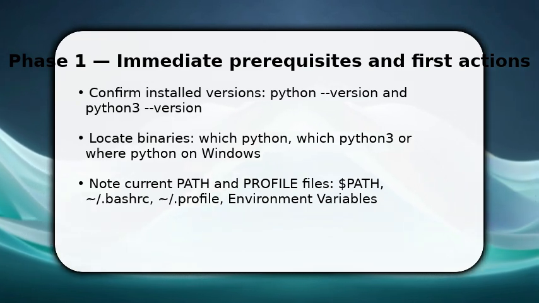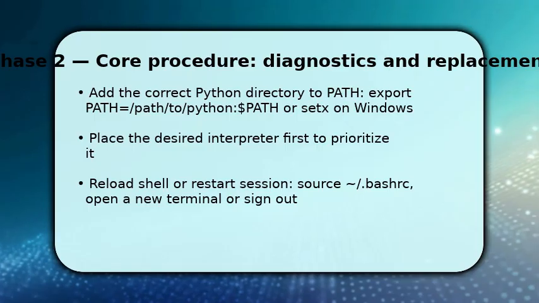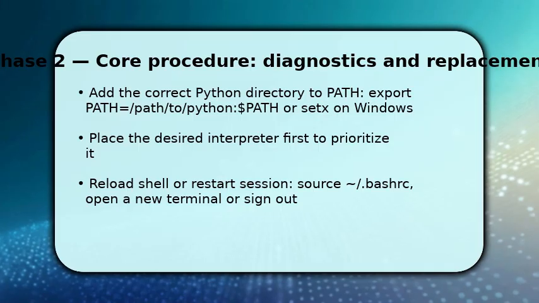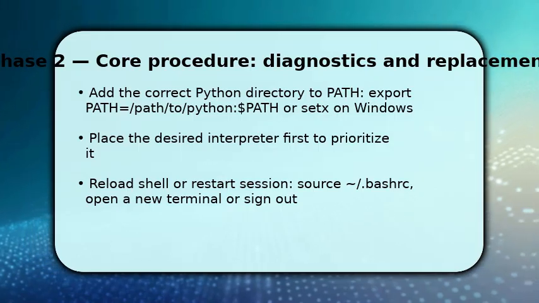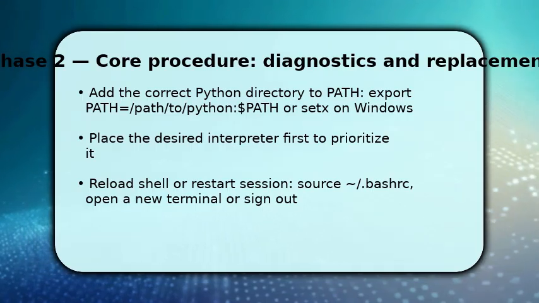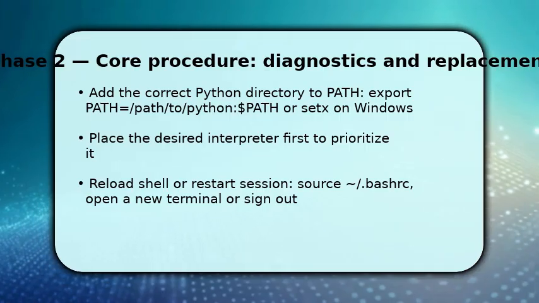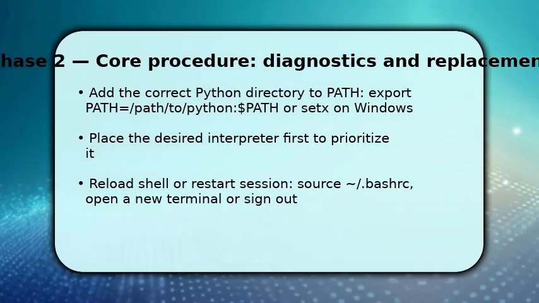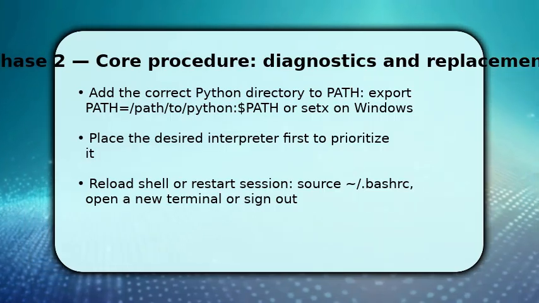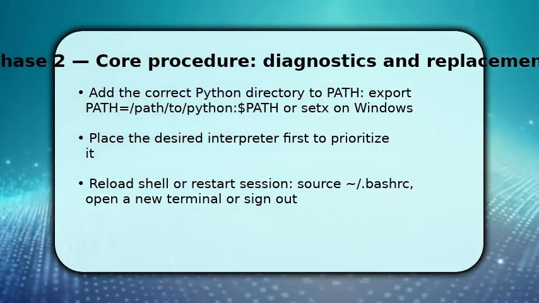This prevents conflicts and ensures you modify the correct file for persistent changes. You now modify the PATH to point to the chosen interpreter. On Linux or macOS, open your profile and add export PATH=/path/to/python:$PATH, and on Windows use setx PATH "%PATH%;C:\path\to\python" in an elevated prompt. Once added, place that path before others so this interpreter takes priority. After saving changes, reload the shell with source ~/.bashrc, or simply start a new terminal session.